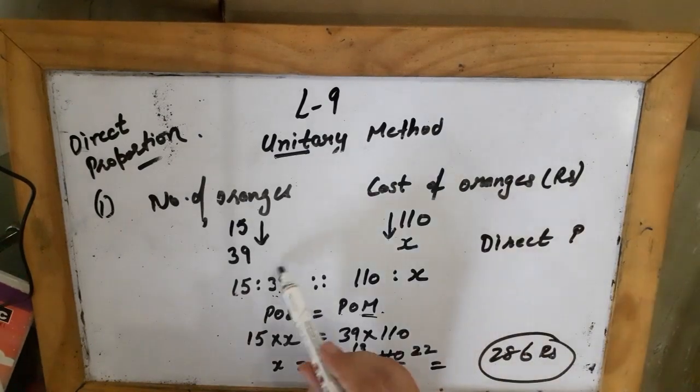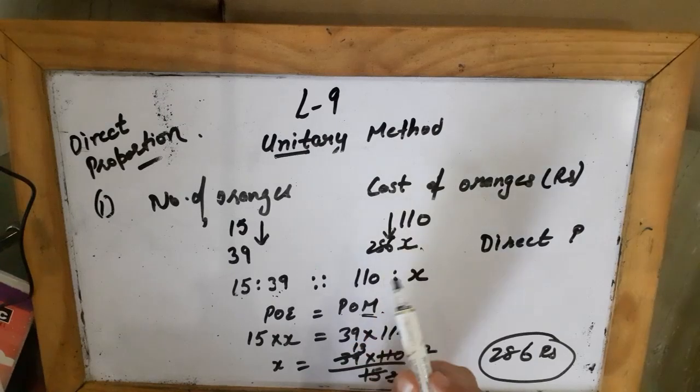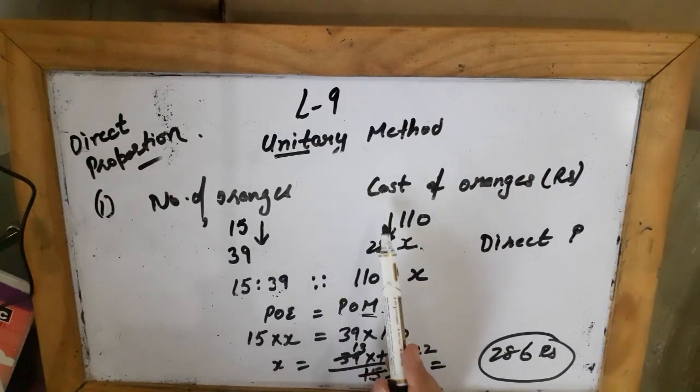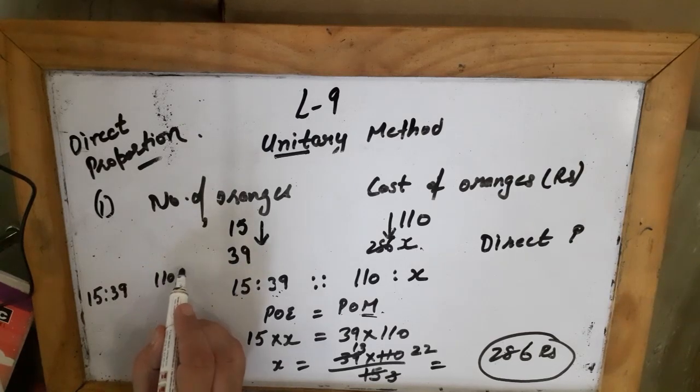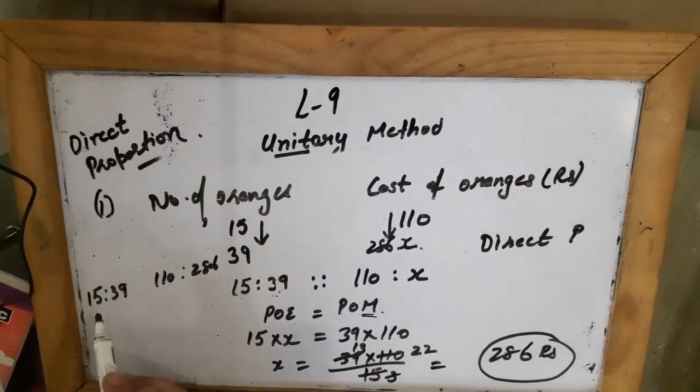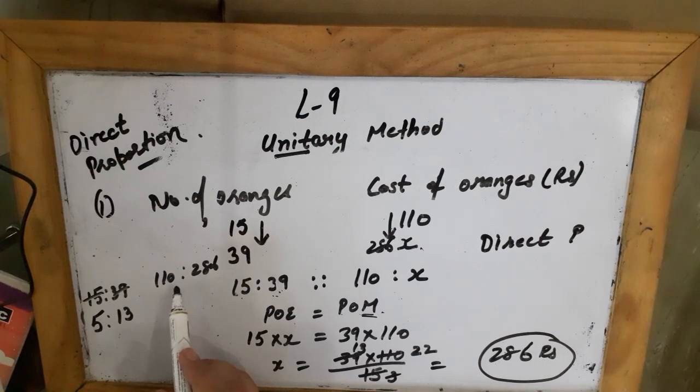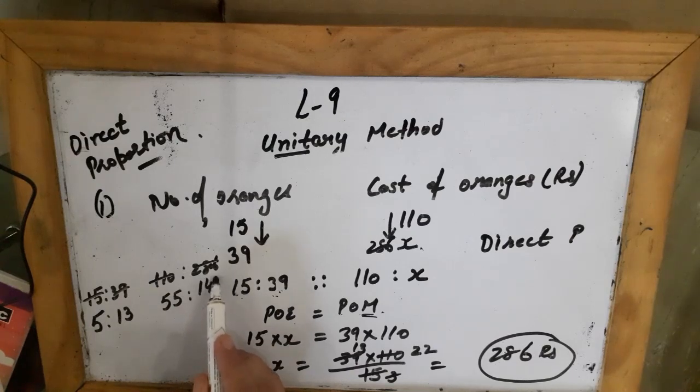So what is the cost of 39 oranges? 286. So you can see that the number of oranges has increased and the cost of the oranges has increased. So look at this, 15 is to 39 and on the other side 110 is to 286. So if you put them in the simplest form, 3 5s are 15, and the ratio will come 5 is to 13. And here first you can divide this by 2, 2 5s are 10 and 2 5s are 10, 2 1s are 2, 2 4s are 8, 2 3s are 6.